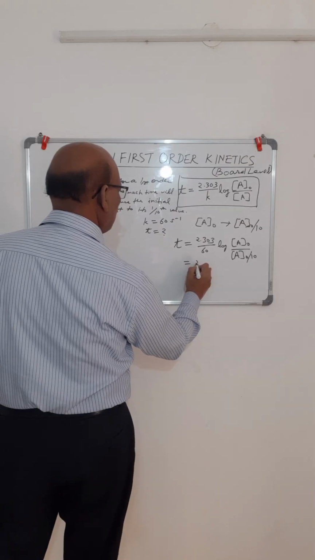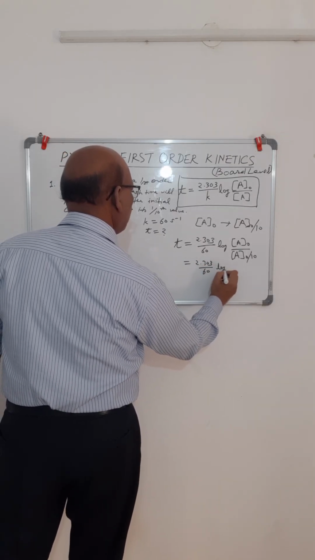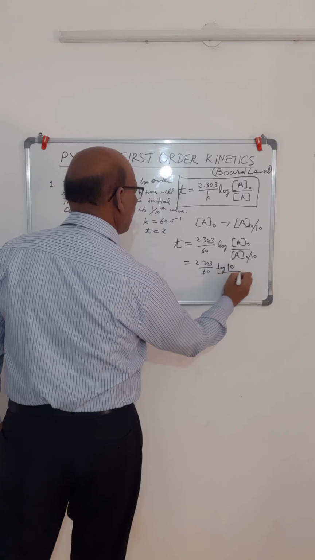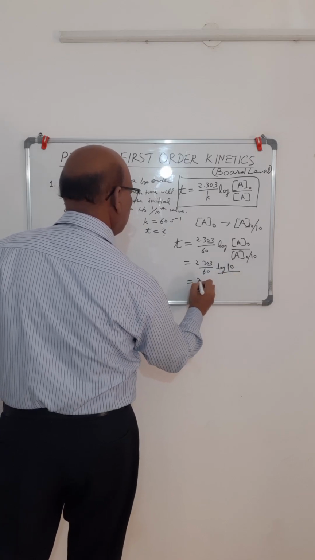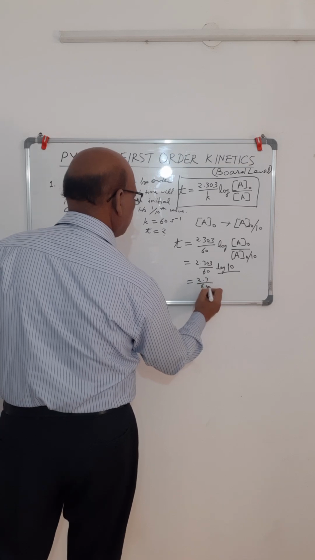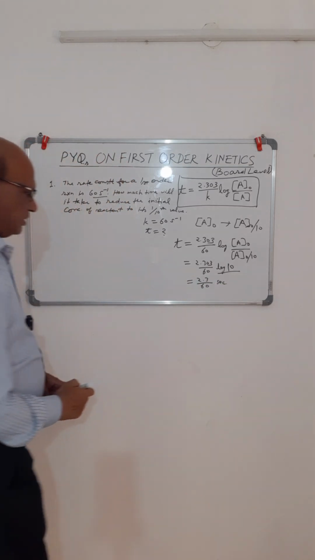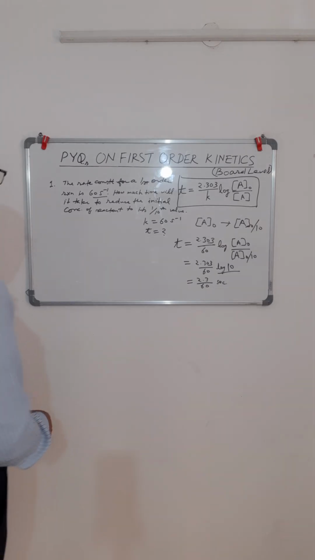So this will be 2.303 upon 60 into log of 10, and log 10 is 1. So this will be 2.3, roughly we can say, 2.3 divided by 60 this much seconds. So that will be the answer you can find out.